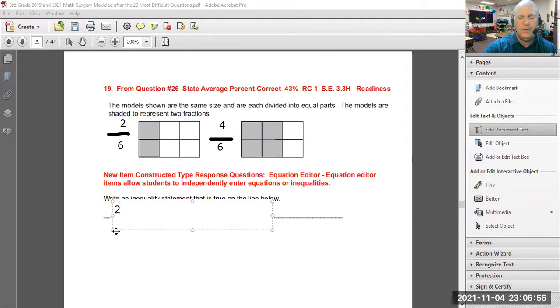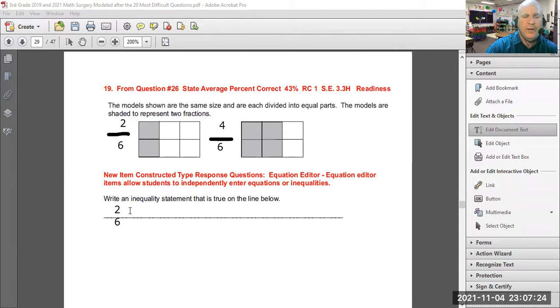6 would be the denominator, 2, 6, okay? And you can do Pac-Man, or you can do the arrow. The arrow points to the smaller ones and opens up to the larger ones. So 2, 6, you can tell is smaller than 4, 6.